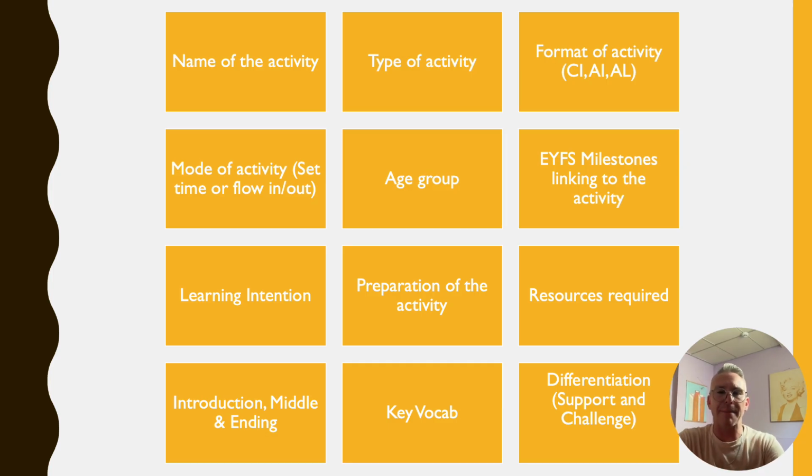I would highlight key vocabulary that I wanted to use, and I would definitely identify opportunities to differentiate: how I can simplify and provide support for the children that are struggling or that need extra help, and how I could extend and challenge those children who have got it and need to be stretched that little bit more. I would also comment on the adult's role as well. Those are the things that I would be expecting to see in any activity plan that is created in an early years setting.